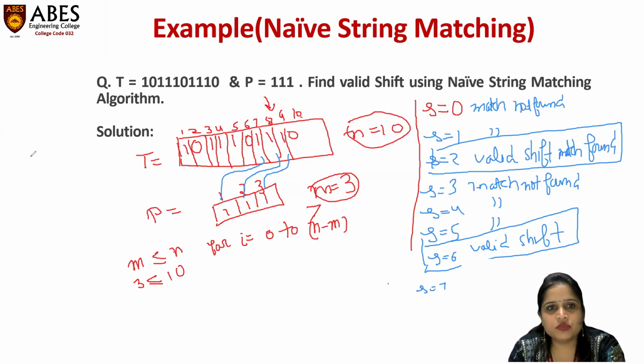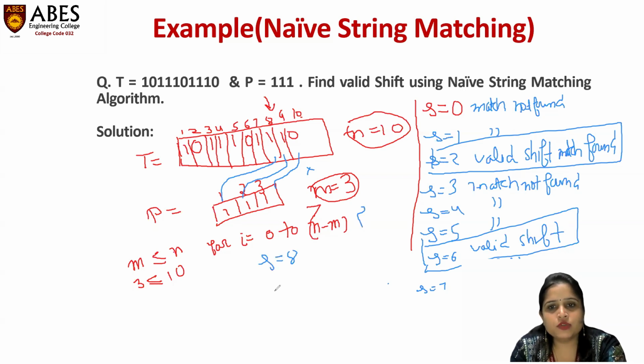In case of S equal to 7, again we match T of 7 plus 1, T of 8 to P of 1 match, T of 9 to P of 2 match, T of 10 to P of 0, match not found. So then we increment the value of S by 1. Now, S is equal to 8.